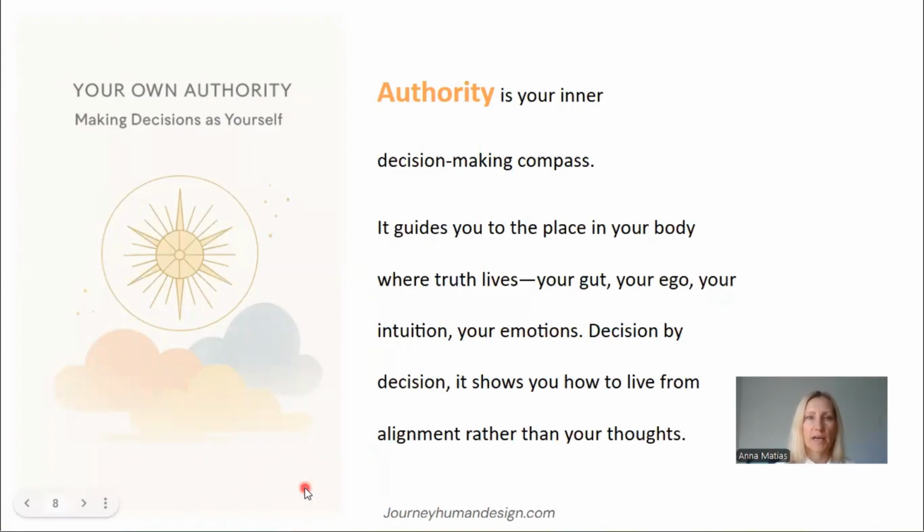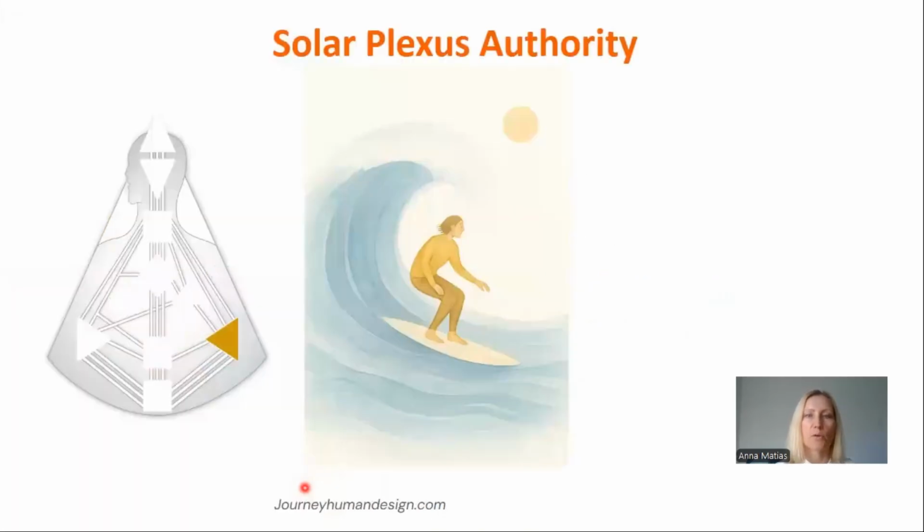We looked at the type and strategy, and now we are moving to the authority. Authority is our inner decision-making compass, which guides us in making decisions. Solar plexus authority, or emotional authority. If you have the emotional center defined, it means that is your authority. And for you, there is no truth in the now. You need to wait until you make a decision.